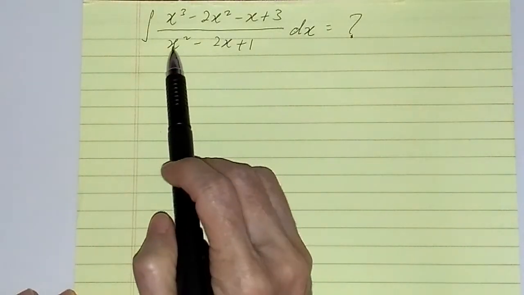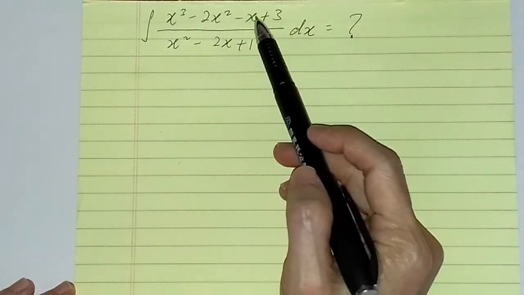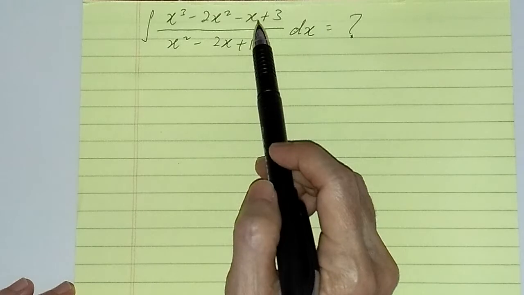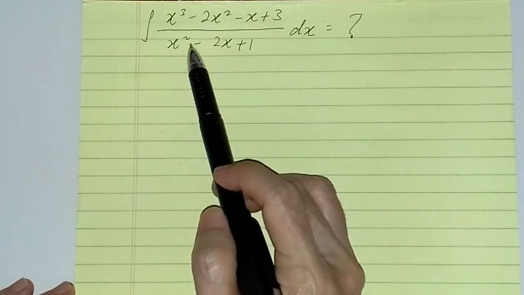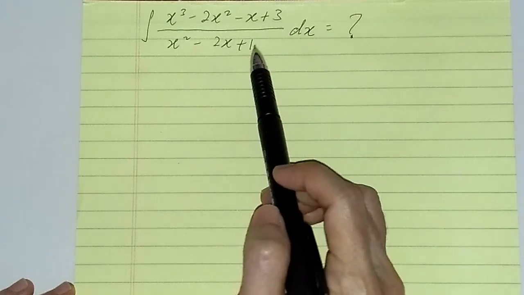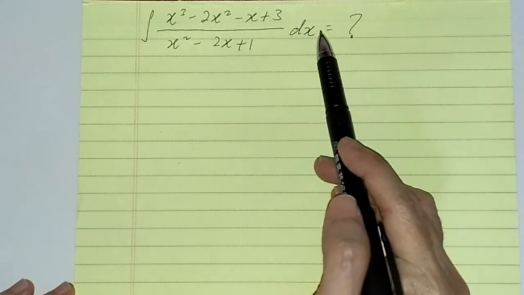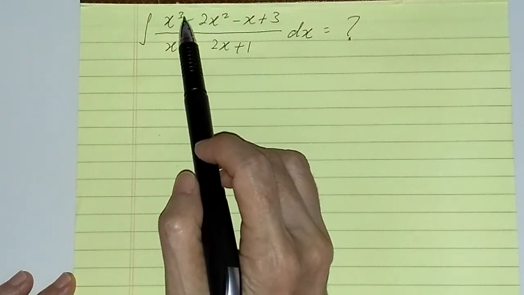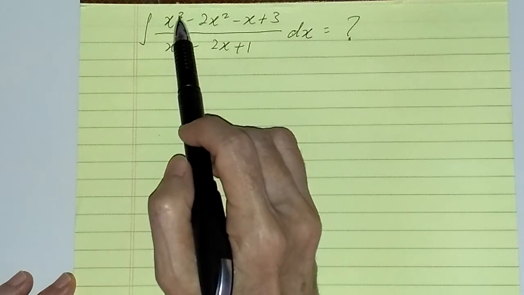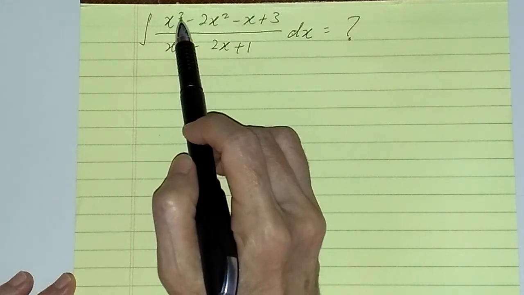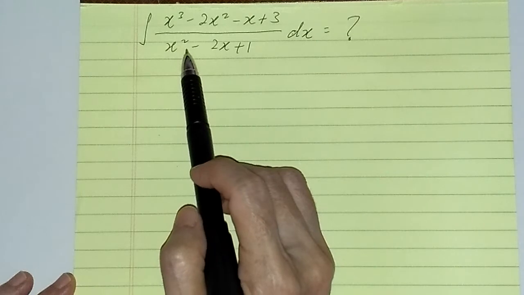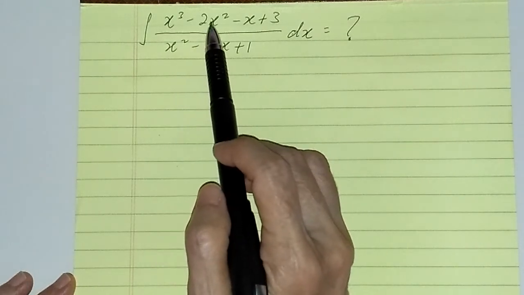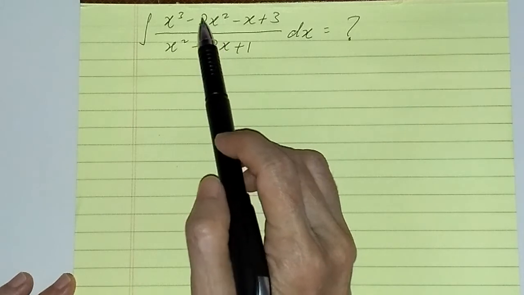Okay. Here is an integral, but it's in fraction. Okay, x cubed minus 2x squared minus x plus 3 over x squared minus 2x plus 1 with respect to x. Okay, whenever we look at this kind of integral, you look at the numerator. Okay, the highest power is 3. Okay, and the denominator, the highest power is 2.